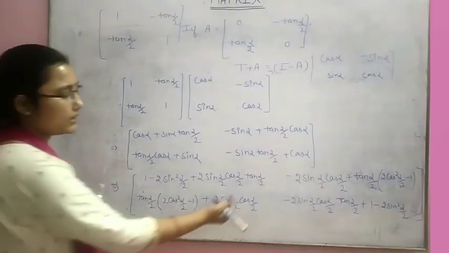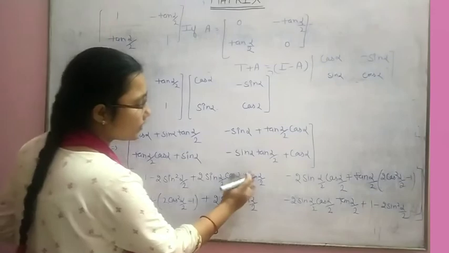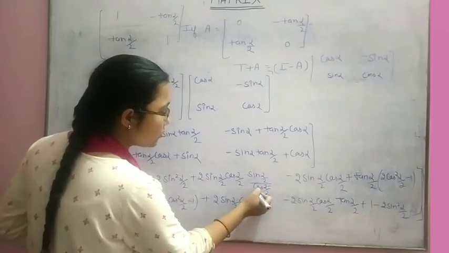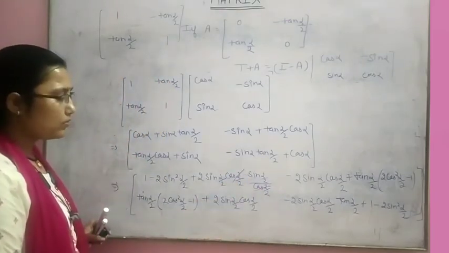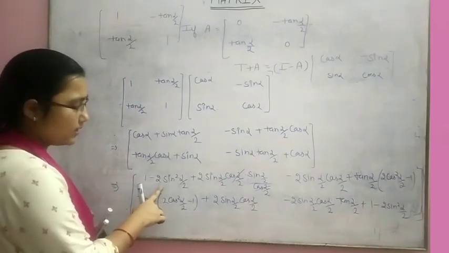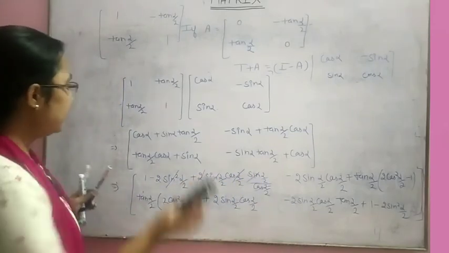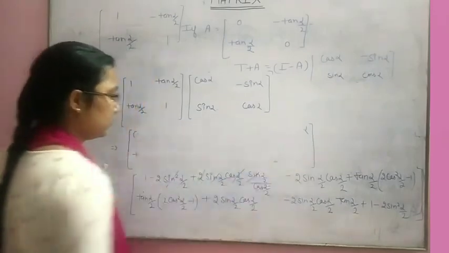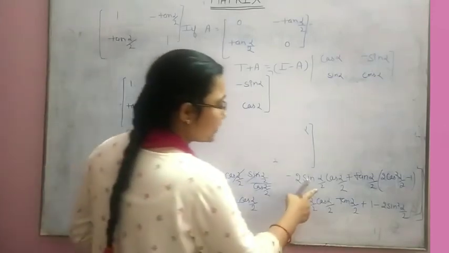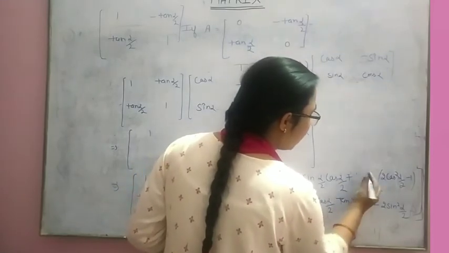Firstly, tan alpha by 2 is written as sin alpha by 2 over cos alpha by 2. So this cos alpha by 2 and this cos alpha by 2 will be cancelled out. Remaining is plus 2 sin square alpha by 2, and this one is minus 2 sin square alpha by 2. So both these are cancelled out, and we get only 1 here.